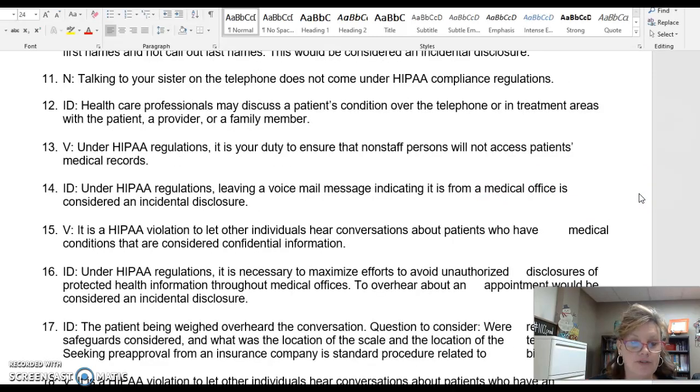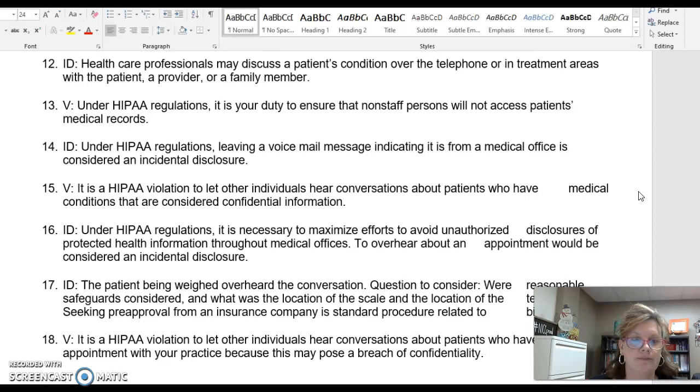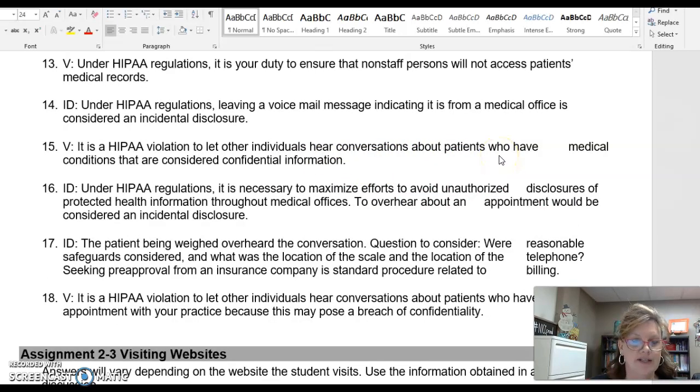Okay, number 13, you leave Kathy Zontag's medical chart open at the reception counter. Again, this is a violation. You have to make sure that nobody else, non-staff, can access patients' medical records. Number 14, you telephone a patient, Jose Ramirez, and leave your name, the physician's name, and your telephone number on his answering machine. This is fine. Okay, it's an incidental disclosure.